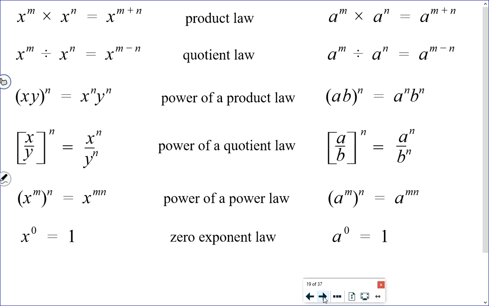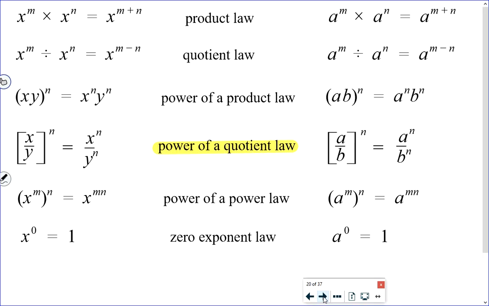I want to add something now that I didn't want to address yesterday, because in the previous lesson it was enough. It has to do, first of all, with the power of a quotient law. On the left-hand side of the screen, I'm saying x over y, quantity to the n, equals x to the n over y to the n. So the quotient x over y, quantity to the n, can be simplified by writing x to the exponent of n over y to the exponent of n.